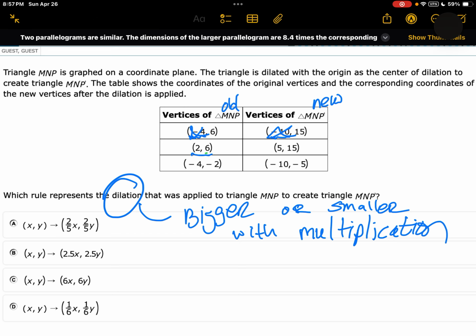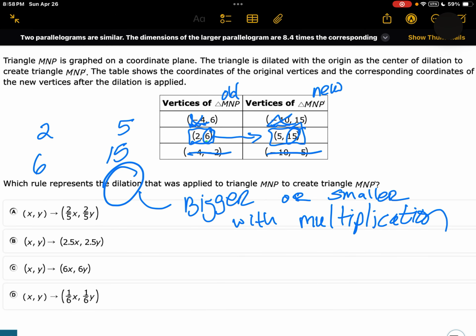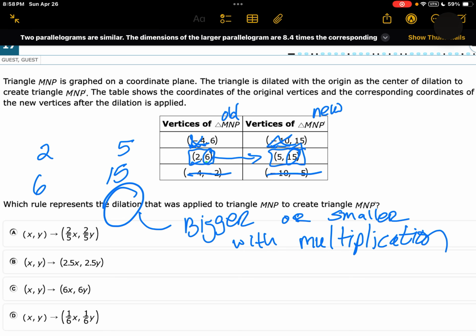So anyways, looking just right here, let's just focus in on this, where the x and y of the old one is 2, 6, and the new one is 5, 15. Hopefully we can clearly see that these numbers are getting bigger. The 2 turned into a 5. The 6 turned into a 15. Okay, and I have to figure out, and it is a dilation. I even think they told us. They did. Dilation. There's always multiplication, so I've got to figure out what do I multiply these by to make them equal these numbers.